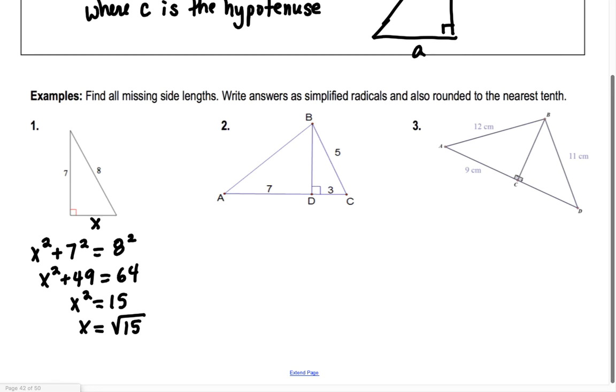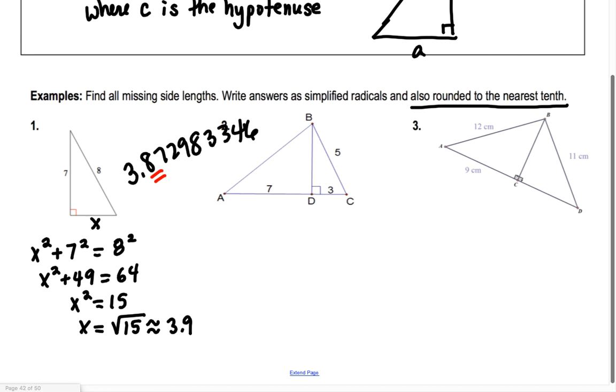But I also said rounded to the nearest tenth. Do we know what a tenth is? So go ahead and put the square root of 15 into your calculator. When I do, I'm getting the number 3.872983346, and it goes on forever. It's an irrational number. If I'm rounding to the nearest tenth, I want to look at that 8 and decide if I'm going to make the 8 a 9 or keep it an 8. So we're making it a 9, right? Do you guys see that? Y'all remember how to do that? So we get 3.9.